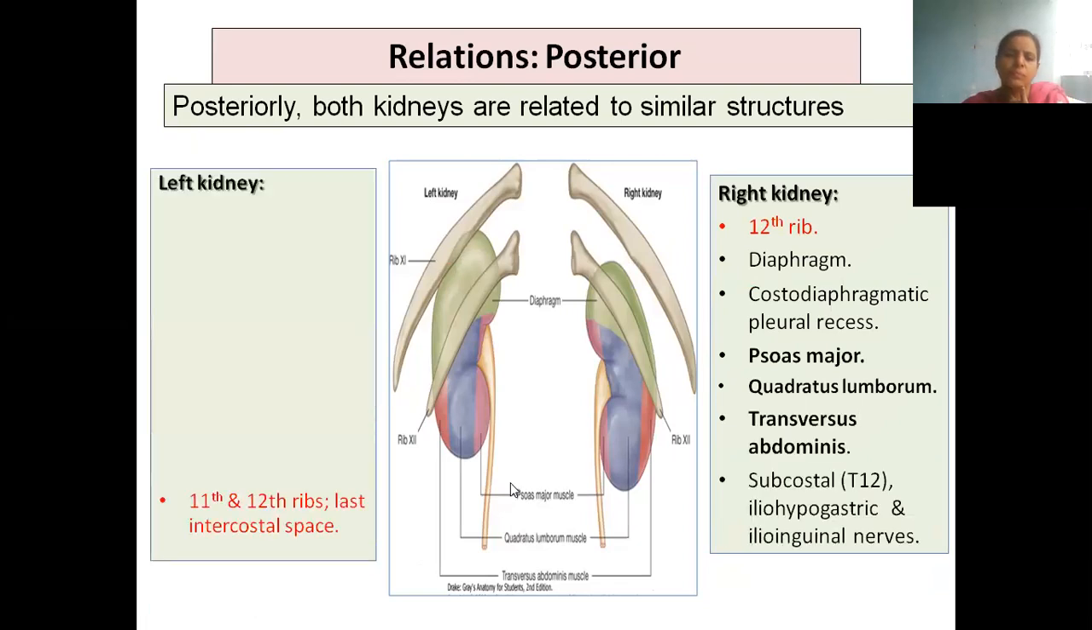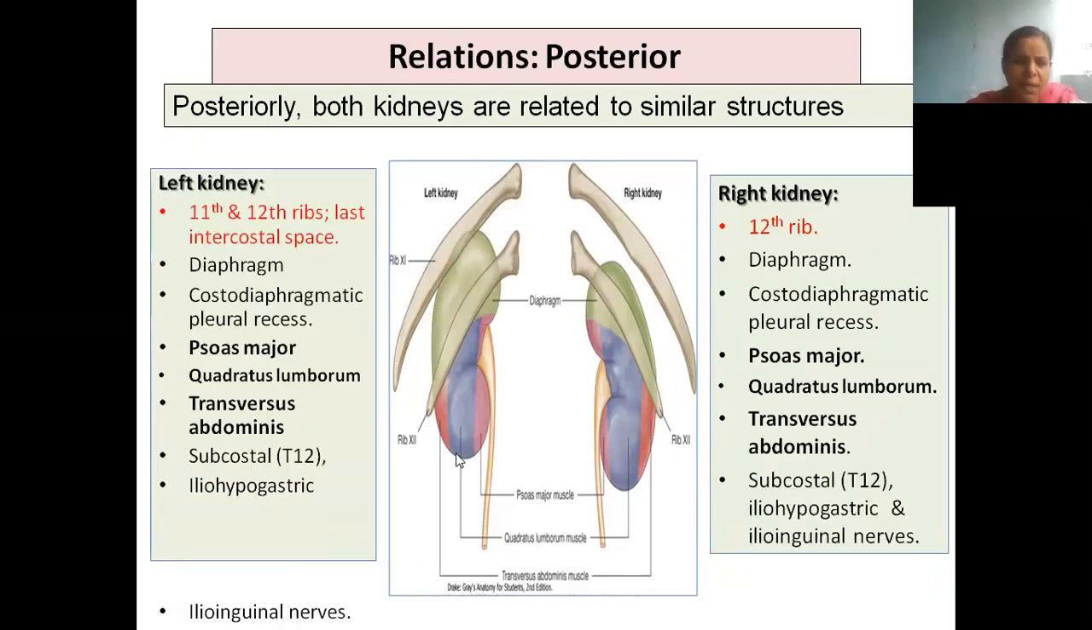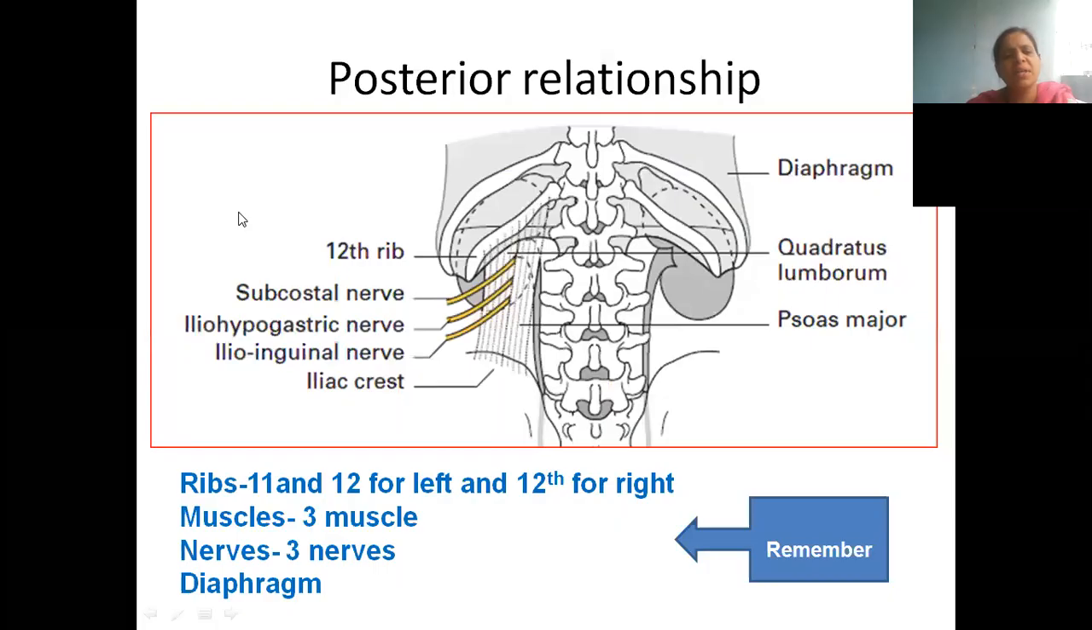Both sides you will see the same relations. These three are important: psoas major, quadratus lumborum, transversus abdominis. The relations of the right and left kidney anteriorly were different, but the posterior relations are the same. So the left kidney is related to the 11th and 12th ribs, diaphragm, costodiaphragmatic pleural recess, subcostal nerve, iliohypogastric nerve, and ilioinguinal nerve. Same thing, only on the right side we have only one rib, that is the 12th rib, whereas on the left side we have the 11th and 12th ribs.